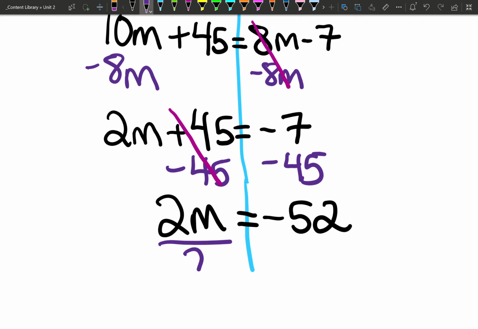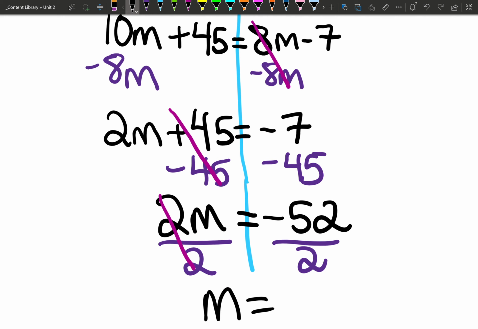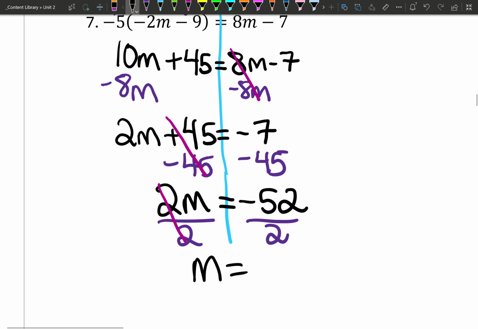And we get to finish up this problem by dividing both sides by 2. On the left side, we're just left with 1m, because 2 divided by 2 is 1. And on the right, negative 52 divided by 2 is negative 26.